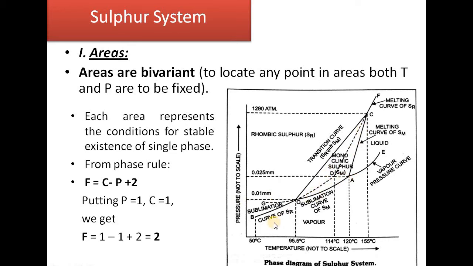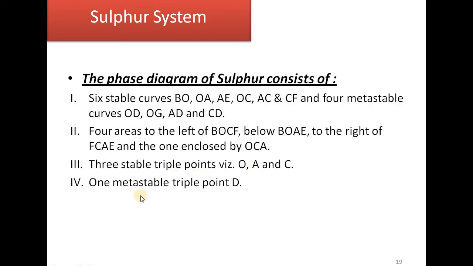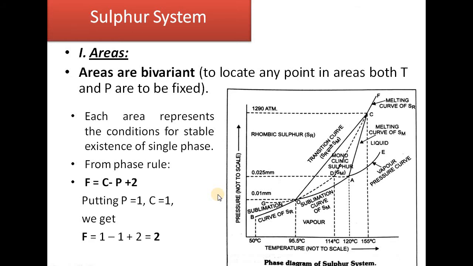Now what about the triple points? The triple points, as we can see here, are O, A and C. These are the stable triple points, whereas one metastable triple point is D. This metastable triple point D is obtained by the intersection of the metastable curves OD, AD and CD. Now we will discuss each and every curve, point and area one by one.